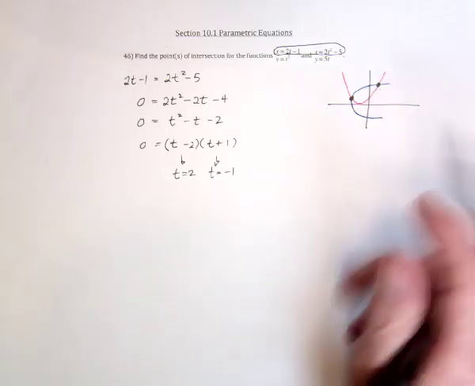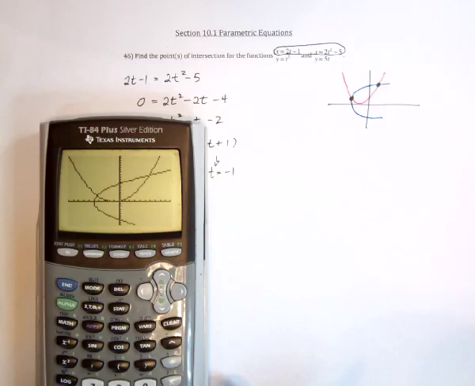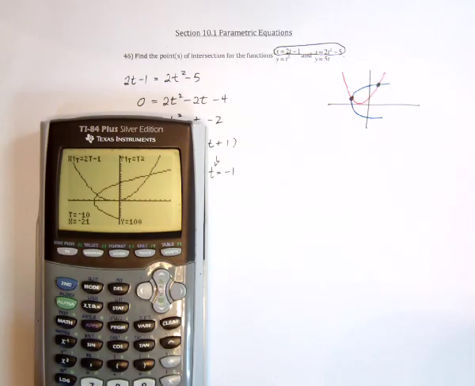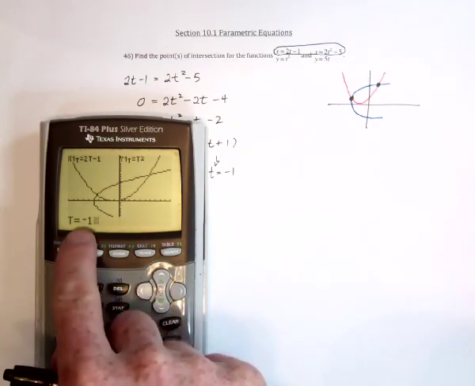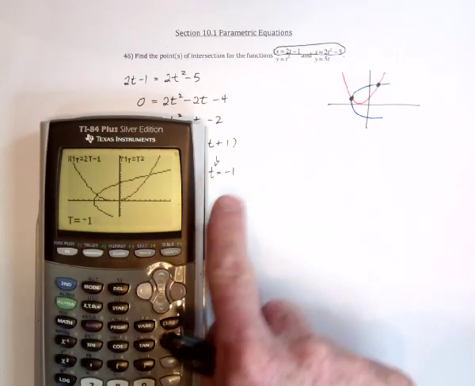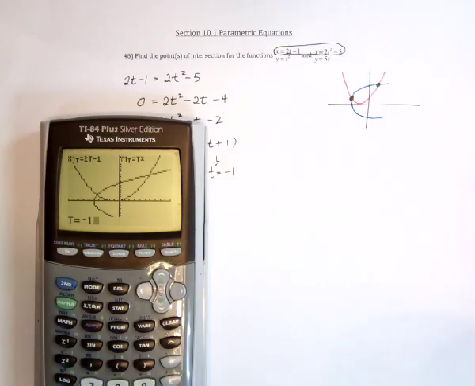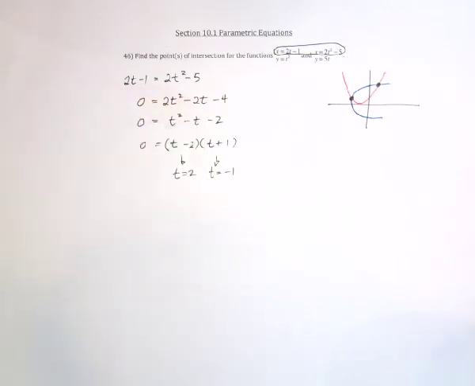Let's check. So you go to the graph and just go to trace and check when t equals -1. So as soon as you start typing, it's going to say t equals whatever you say. So we'll do t equals -1. And that intersection point is not an intersection point. So at this point, I should go and check my algebra.